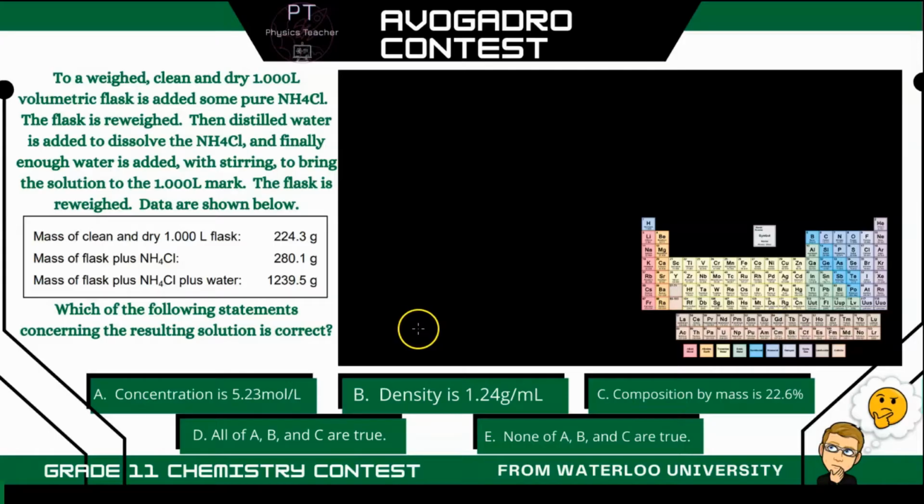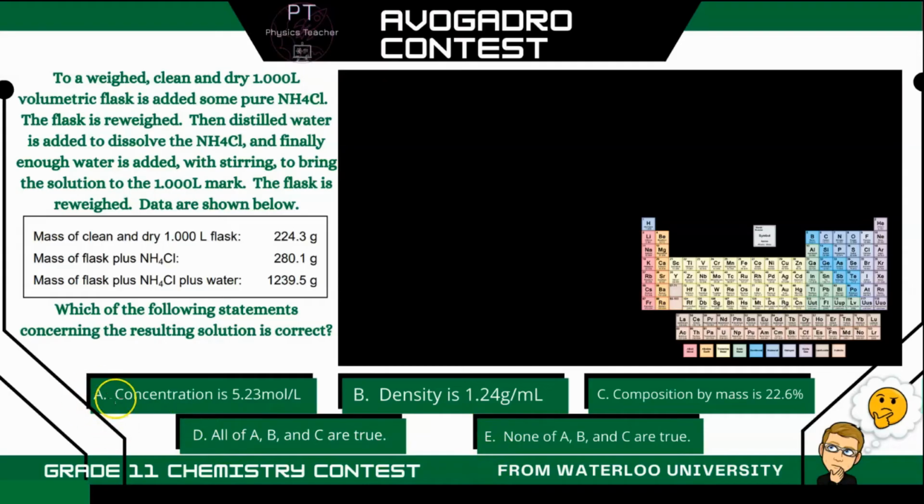Alright, this is a great question because it looks at your skills for actually performing a lab in chemistry. So what we do is we first measure a clean and dry 1 liter flask, and they give us that mass here. Then we add some ammonium chloride and we reweigh it. And then we add some water to the 1 liter mark and again reweigh it. Which of the following statements are correct? Or are they all correct or are none correct?